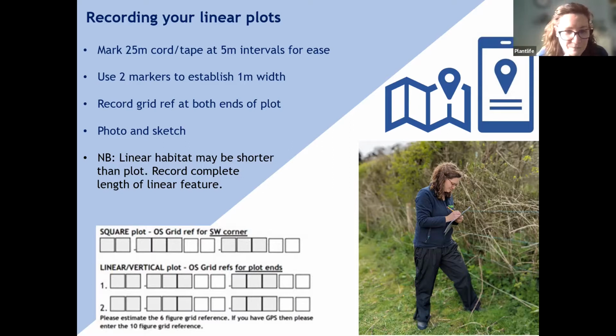If you have a GPS device, or a handy phone app, you can use it to record the position of both ends of the plot to enter on your recording form, rather than just that one corner as we do for square plots. There's also the opportunity, of course, to take photographs from outside the plot, showing its surroundings. And this can then be uploaded onto the NPMS website.